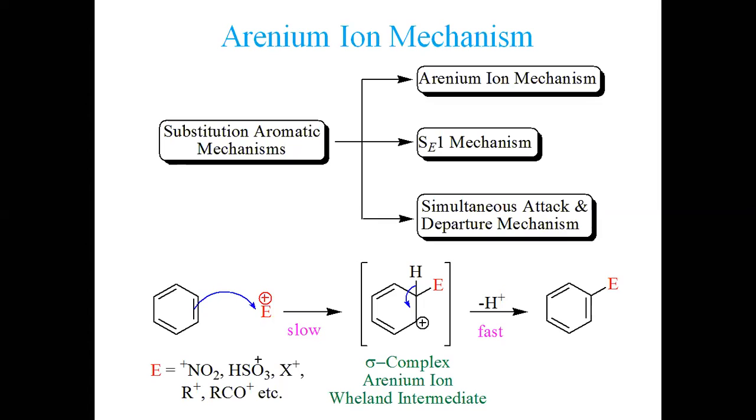Aromatic electrophilic substitution is what we are talking about at the moment. Let's start with the first, the arenium ion mechanism. What is an arenium ion? Arenium is derived from the word arene, A-R-E-N-E. Arene means an aromatic system, the aryl group that we commonly call, A-R-Y-L. Arene is the word which you use for all aromatic systems.